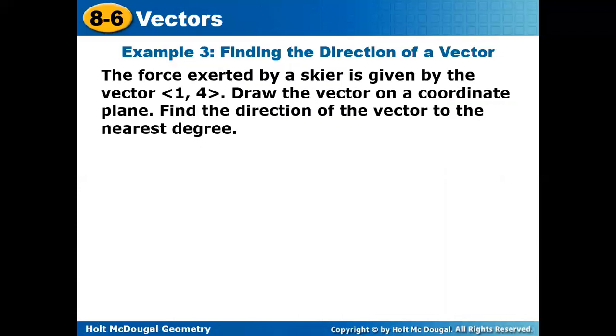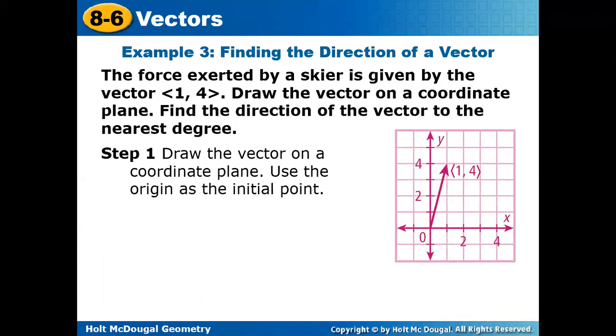Let's see example 3. The force exerted by a scalar is given by the vector 1 and 4. Draw the vector on the coordinate plane. Find the direction of the vector to the nearest degree. Let's draw the vector first. We know that, take the origin point as the initial point.